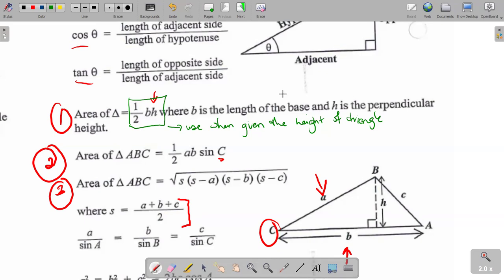So when you're done the first one, just say done. This is the one everybody learned from first form, primary school, half base times height. And you use it when given the height of the triangle and the base, of course. So that's two persons done, just waiting for more persons to let me know when they finish. I want to make sure we're all on the same page. So if you finish writing, just say done, please. Thank you.